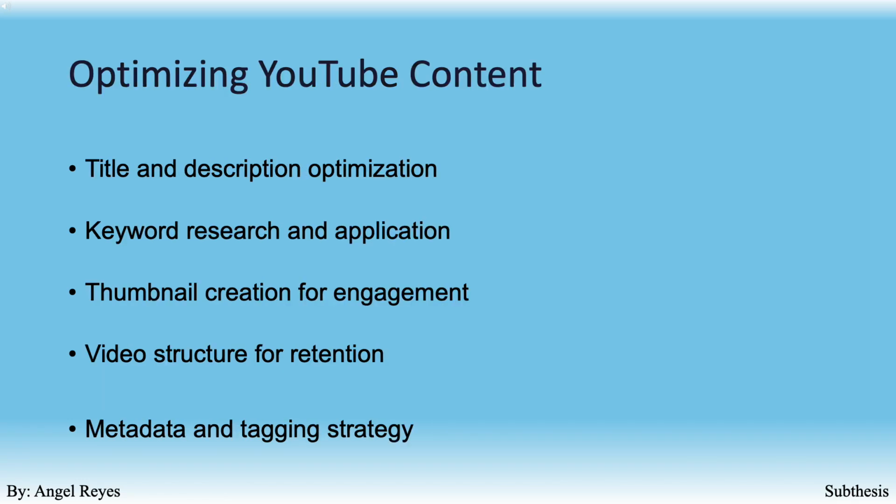To make your videos discoverable and engaging, optimization is key. Start with a clear, compelling title and an informative description that uses relevant keywords. Conduct keyword research to identify terms your audience is likely to search for and include them in titles, tags, and descriptions. Create custom thumbnails that visually represent the content and encourage clicks.